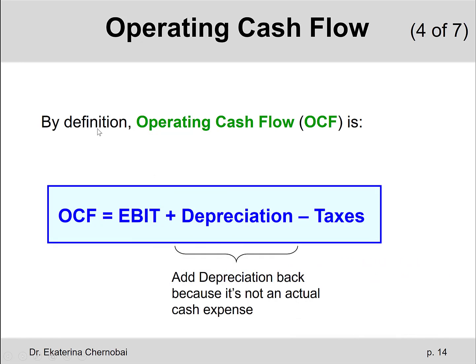The textbook's definition of the operating cash flow is EBIT, earnings before interest and taxes, plus depreciation minus taxes. So by adding depreciation back to EBIT, we are essentially saying that we just have sales revenue minus cost of goods sold. And then the only other thing that we subtract is taxes. We are not subtracting interest expenses.